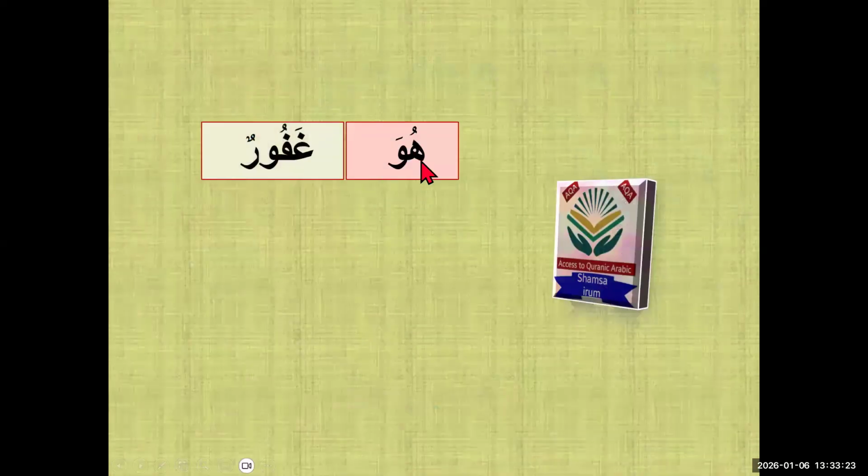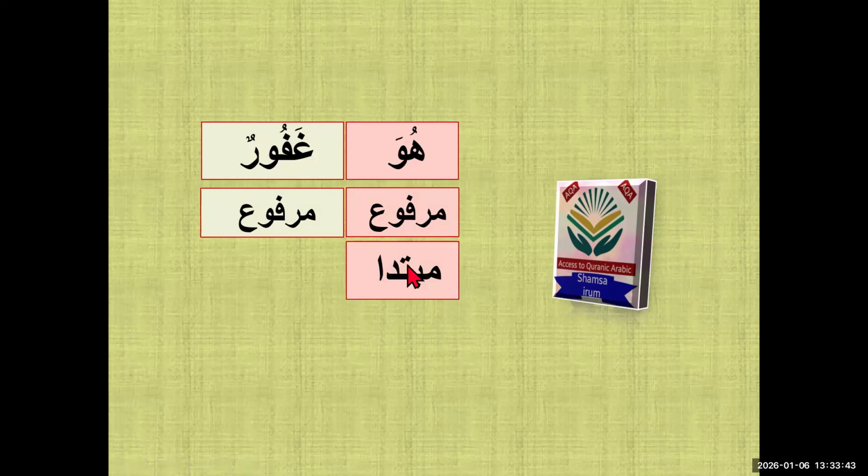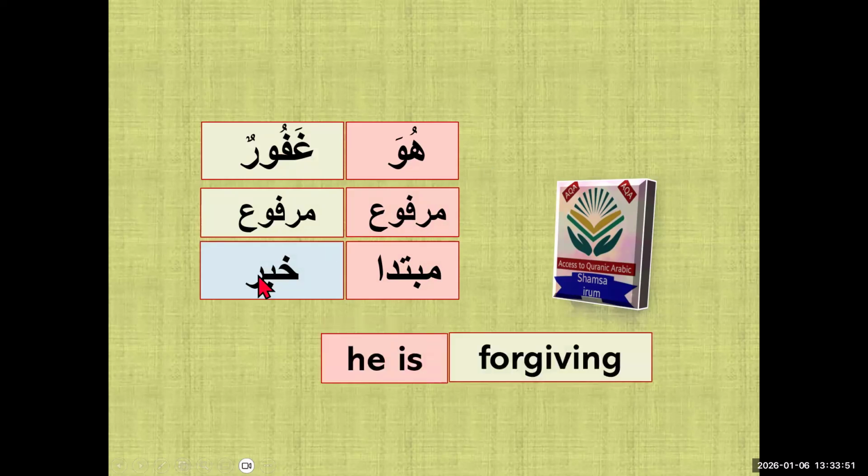First of all, as you know, huwa is a zamir munfasil, a detached pronoun, a separate pronoun, and it is always in marfu state. Ghafurun is also marfu, so both are marfu. And you know that the zamir munfasil always comes as a mubtada. So it is mubtada, and ghafurun is a nakira in marfu state, so it is khabar. Mubtada khabar makes a jumla ismiya, meaning a nominal sentence, and the translation is: he is forgiving.